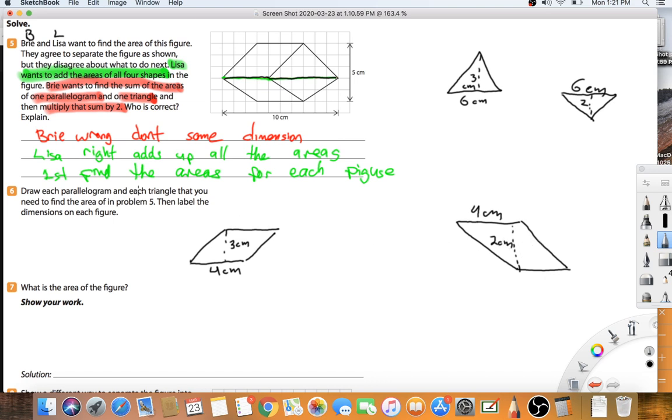So draw each parallelogram and each triangle. Okay, then you define the area in problem 5. Then label the dimensions on each figure. All right, I labeled them. Boom. 7. What is the area of the figure? Of the whole figure?